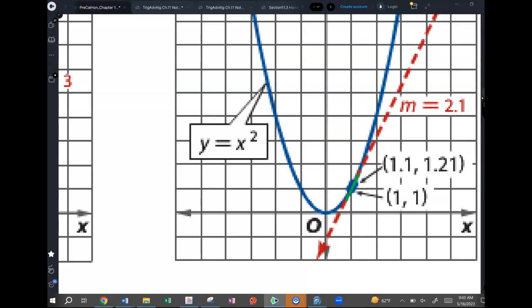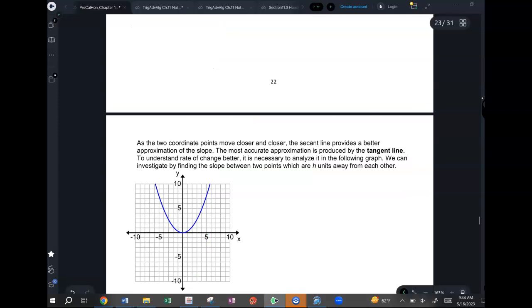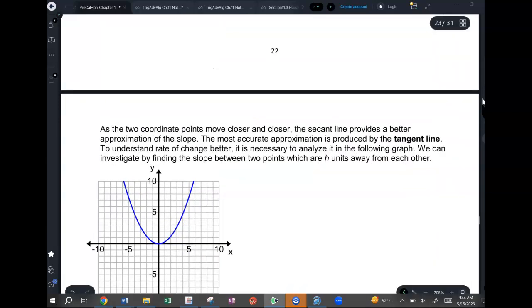Do you guys see that? So now, isn't that amazing? We actually solved the problem of, even if I have a curve, not a linear function, I can find the slope at a point using 2 points that are very, very close to each other. So let's talk about what it is that we've done.